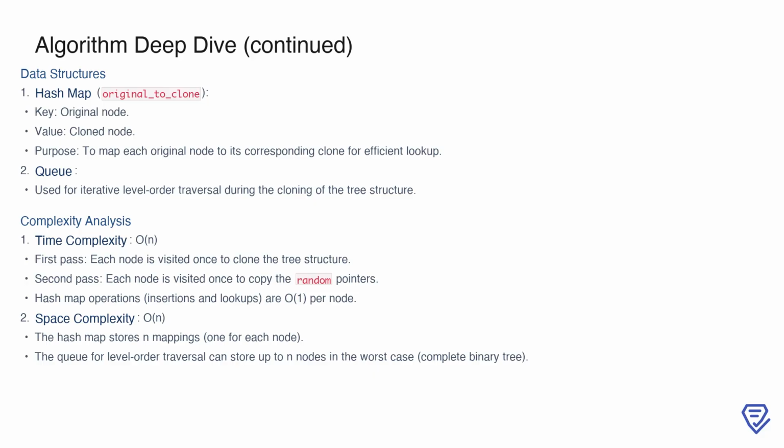In terms of complexity, the time complexity is O(n), where n is the number of nodes in the tree. This is because each node is visited once during the first pass to clone the structure and once during the second pass to copy the random pointers. Hash map operations, such as insertions and lookups, are O(1) per node. The space complexity is also O(n), as the hash map stores n mappings, and the queue can hold up to n nodes in the worst-case scenario, such as in a complete binary tree. These efficiencies make the solution both scalable and optimal for this problem.